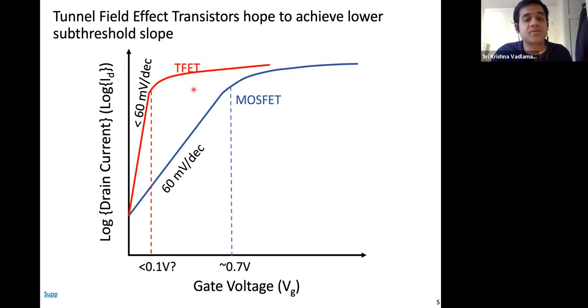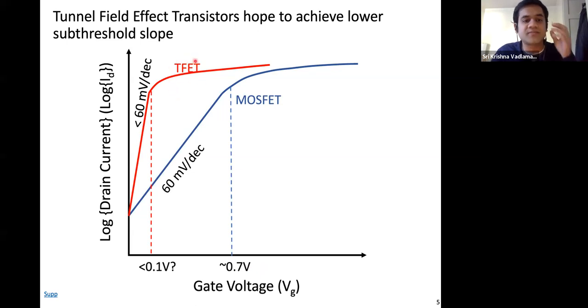Tunnel transistors were one of the main candidates that we studied. It is hoped that tunnel transistors will achieve a subthreshold slope which is less than 60 millivolts per decade. But we also hope that they will reach the same on current as MOSFETs. So this is the sort of IV curve that we're looking at. This is the drain current and this is the gate voltage. So this is what we are aiming for.